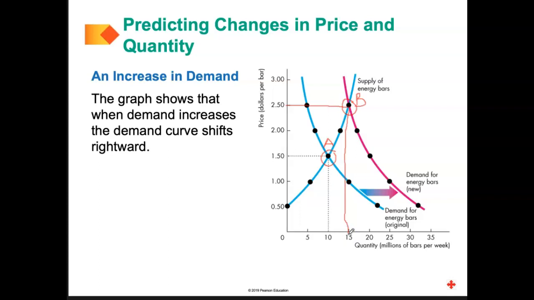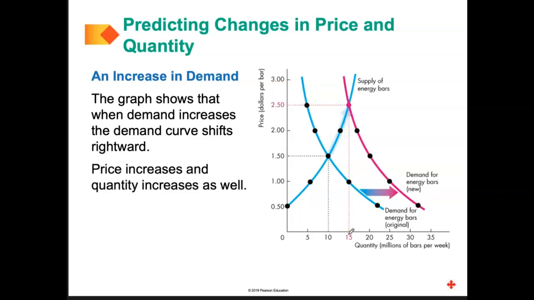So in our example, when demand increases, comparing the old equilibrium to the new equilibrium point, price increases from $1.50 to $2.50, and quantity increases from 10 to 15. So when there's an increase in demand, price increases and quantity increases as well. That is with an increase in demand.